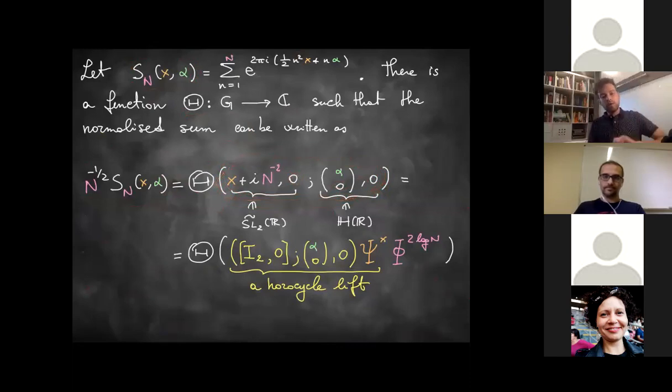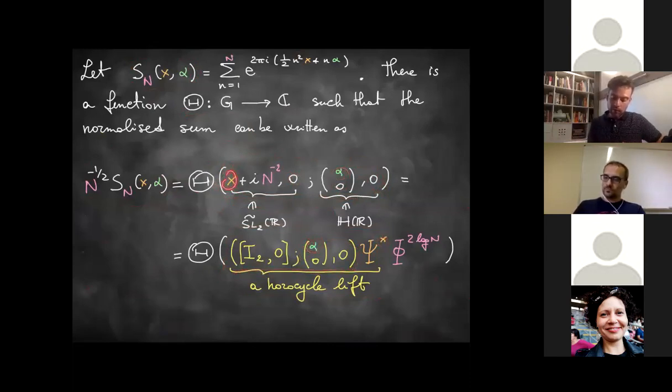element at which the theta function is evaluated as a horocycle lift, exactly of the kind that we were looking at before. So psi x is the usual horocycle, and this is now a lift because there is this constant looking function of x in front of here, right? And it turns out that this alpha that was here generates this lift.